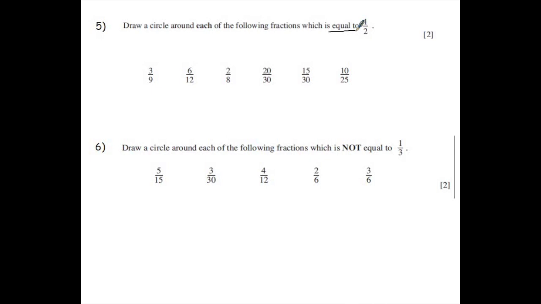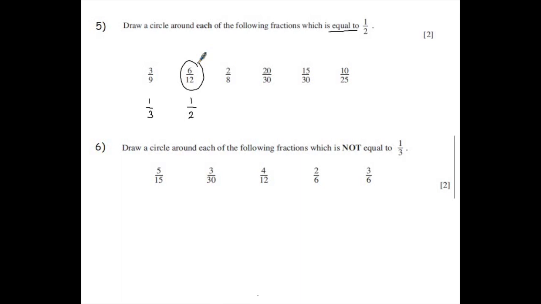We're actually going to simplify these fractions to see if it gives us 1 over 2 at the end. So 3/9, the only number that goes into 3 and 9 is 3. So if we divide them both by 3, we get 1/3. That's not a half, so don't circle it. 6 over 12, you can see 6 fits into both there. 6 goes into 6 once, and 6 goes into 12 twice, which is a half, so 6 over 12 is a half, so we can circle.